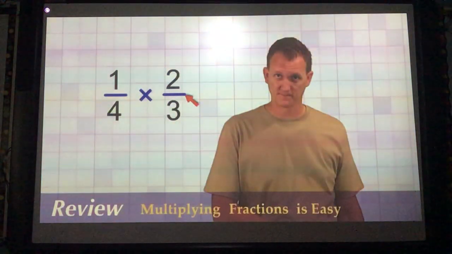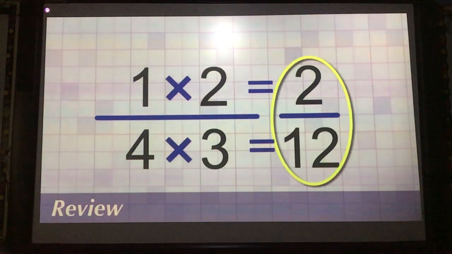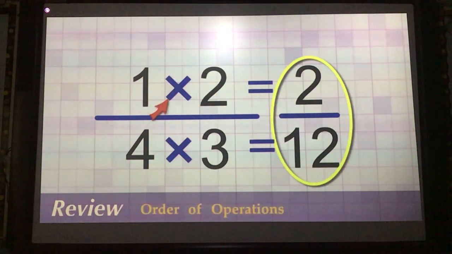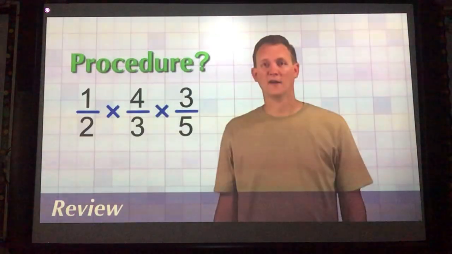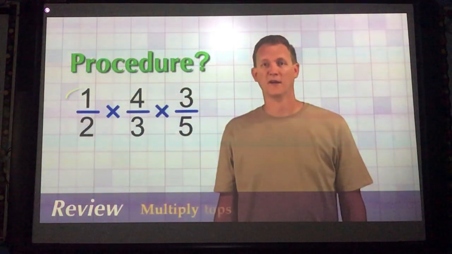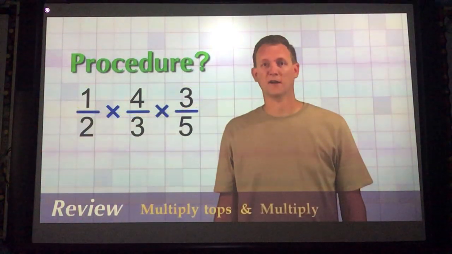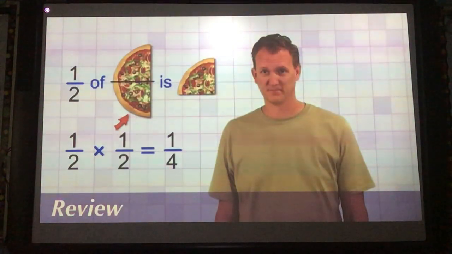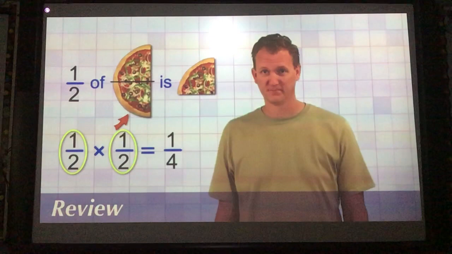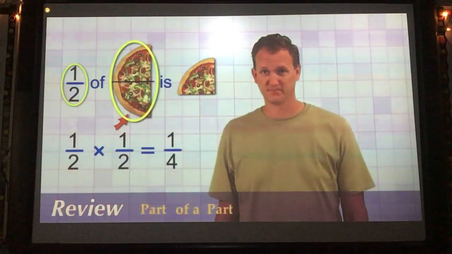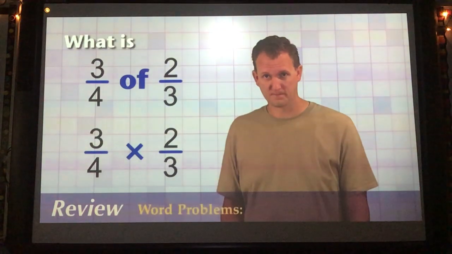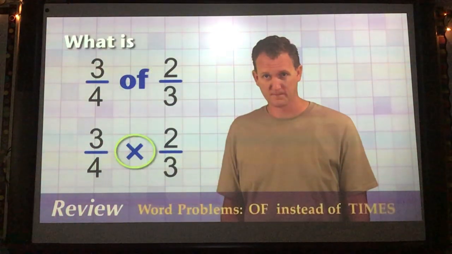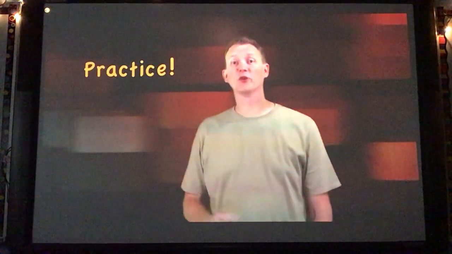Multiplying fractions is even easier than adding fractions. It's easy because order of operations says that we can do the multiplication before the division. The procedure for multiplying fractions is to multiply the top numbers to get the answer's top number, and multiply the bottom numbers to get the answer's bottom number. If you think of fractions as parts of something, then multiplying a fraction by another fraction is the same as taking a part of a part. And sometimes, especially in word problems, you might see the word "of" instead of the word "times." Even though multiplying fractions is so easy, it's a good idea to practice. So be sure to do the exercises, and I'll see you next time.